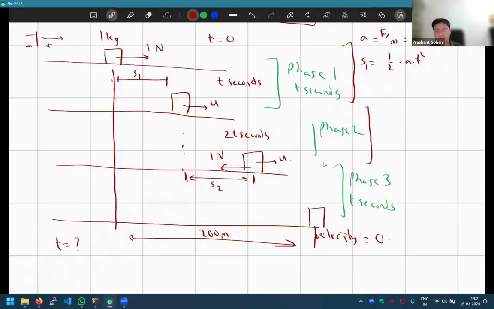How do we calculate that, Aditi? Aditi, can you explain how we calculate the displacement in the second phase?